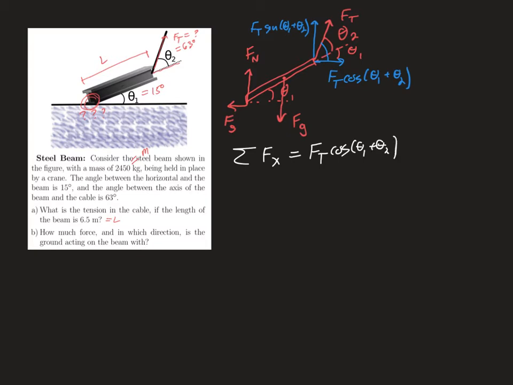But actually, there's only one other force in the x direction, and that's whatever the ground is doing, the thing I don't really understand, but it's some kind of static friction force. And if this thing is in equilibrium, that sums to 0.